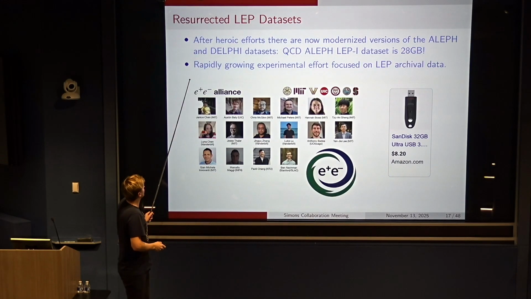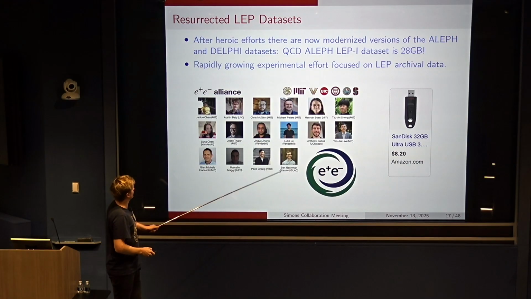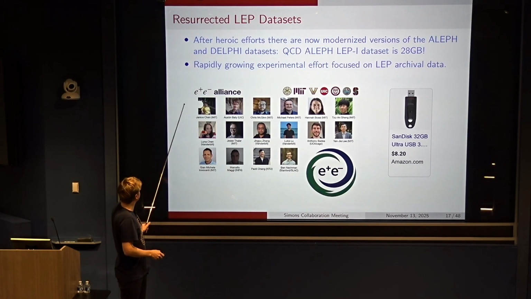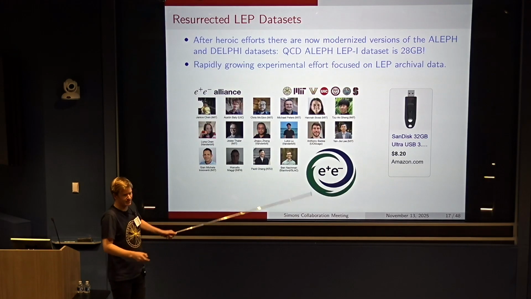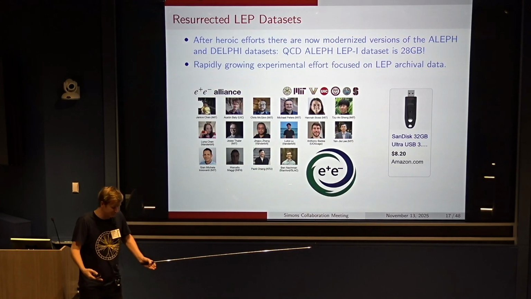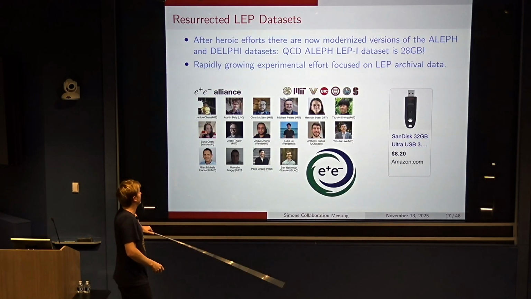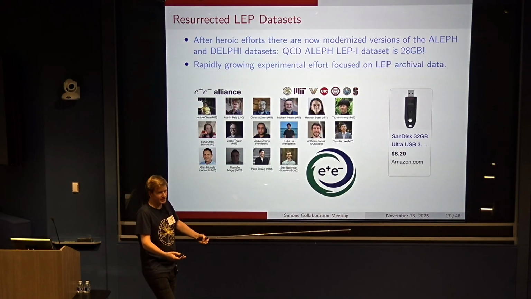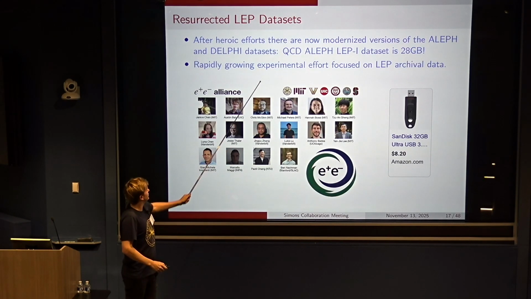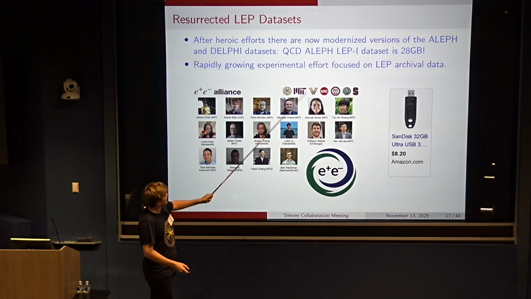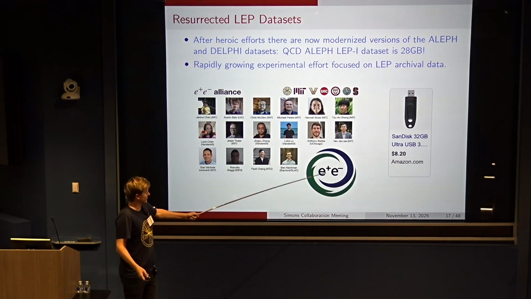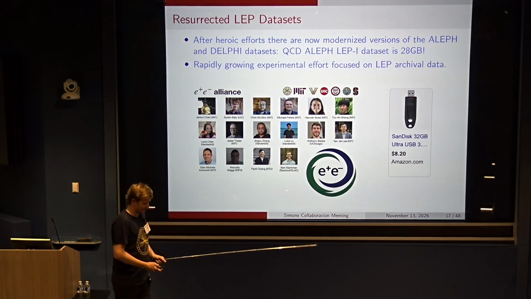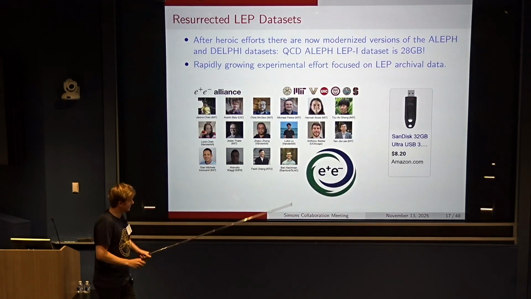The outcome of this is there's now this nice group of experimentalists from quite a few different universities, which go by the name of the E+E- Alliance, who are serious experimentalists trying to use this data. Another fun anecdote is that this entire LEP1 data set, which I'll use here, is 28 gigabytes. The LEP2 one is bigger, but for like $8, you can have your own copy of this and can easily analyze it.